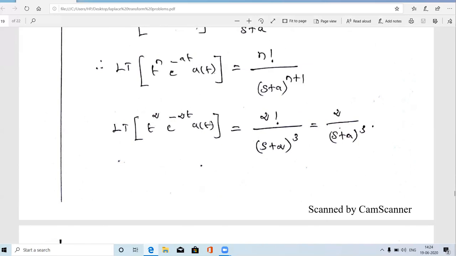Using this we may solve it. If it is a t power 3 e power minus 2t problem, then instead of 2 factorial there will be 3 factorial. What is 3 factorial? 3 into 2 into 1, so 6. So this is the answer for this problem.